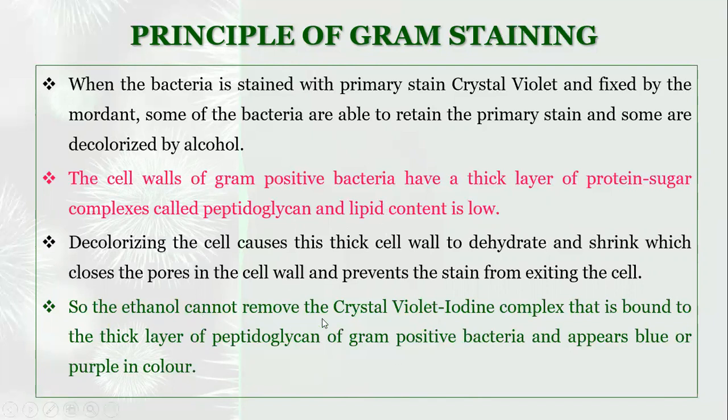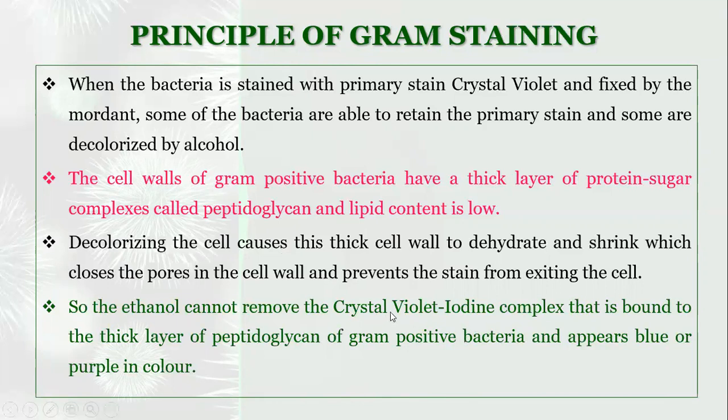So the ethanol removes the crystal violet iodine complex that is not bound to the peptidoglycan layer of gram-positive, and it appears as blue or purple. Whatever the alcohol treatment, it will not be able to remove the stain from the gram-positive bacterial cell wall, because it contains a thick layer of peptidoglycan and a thin layer of lipid, so it will not be washed away.